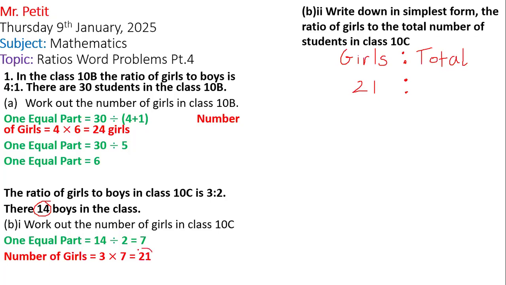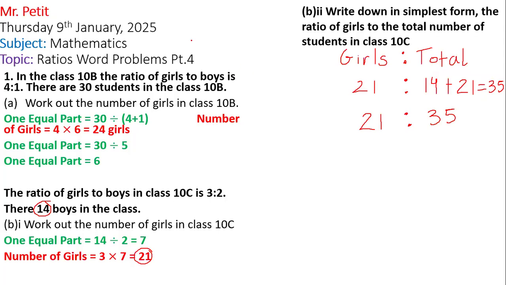21. So 14, right, plus 21, is going to be equal to 35. Very good. This equals 35. And so what we have here is 35, and we have 21. So 21 to 35.